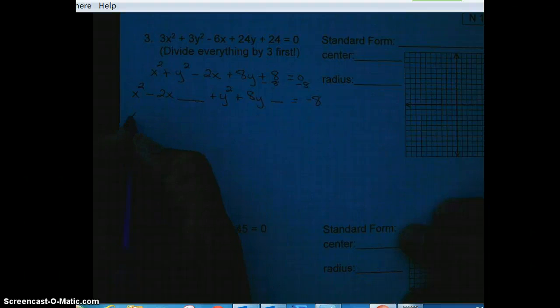So very simple, very simple. What do we do with the b term? Half it. Half of -2 is -1. -1, what do we do with -1? We square it. -1 squared is 1.